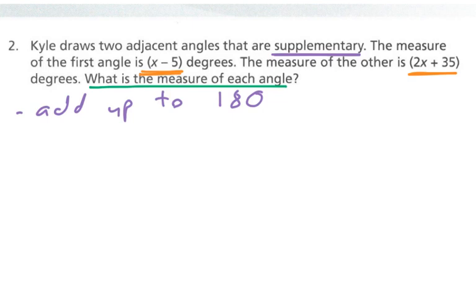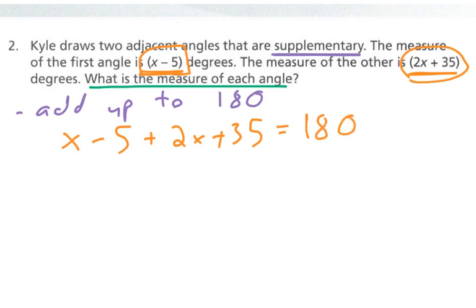So what we're going to do, we're basically taking these two parts and we're going to add them together. So x minus 5 plus 2x plus 35. And so these are supplementary. So that means they're going to add up together to 180. So now this is just like a regular algebra problem. I want to solve for x. So I am going to draw a line separating my equal sign and the rest of my problem.